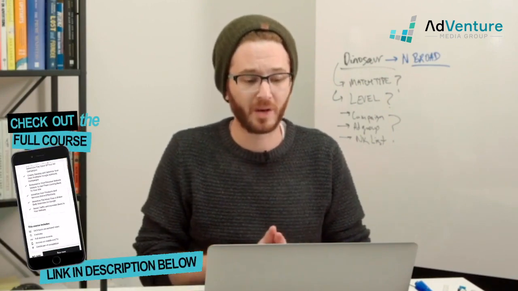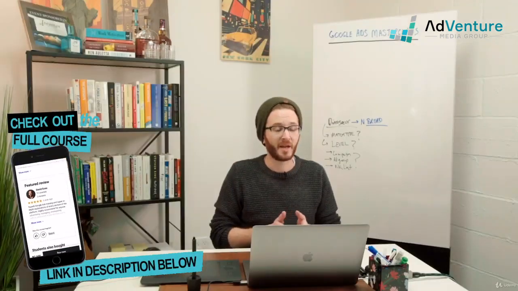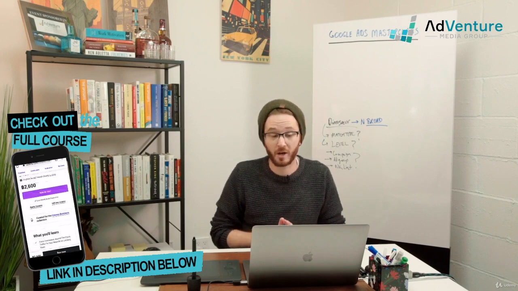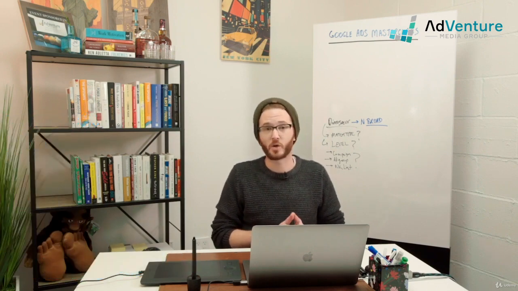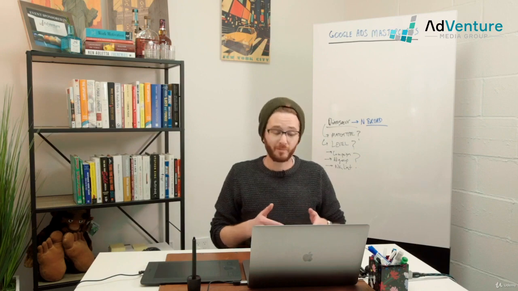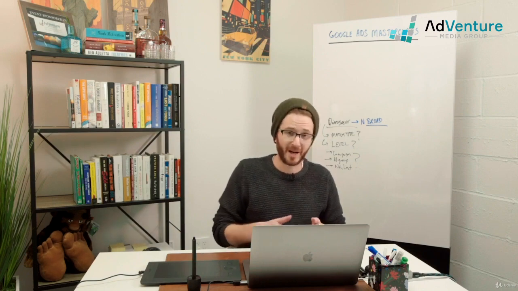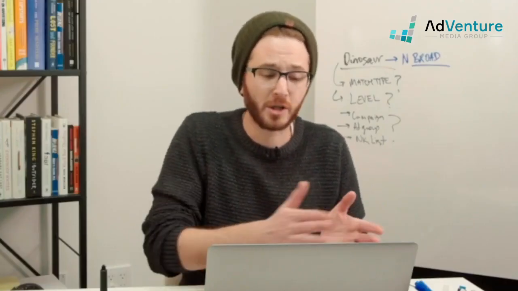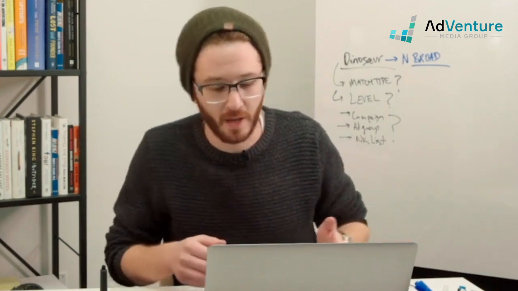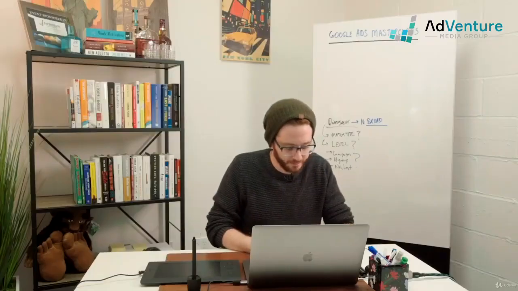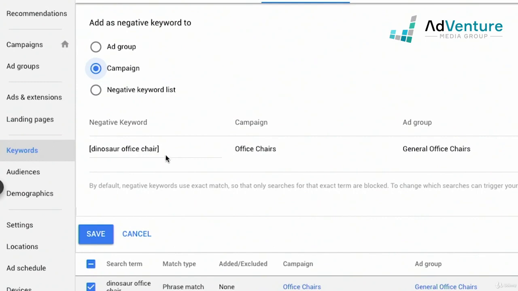If I have a negative keyword, exact match dinosaur office chair, then if somebody searches for dinosaur desk chair or dinosaur office accessories, my keyword would be eligible to be triggered by that search term, because I'm only excluding this exact search term. And I don't want to do that. But luckily, I have the option to customize how this keyword is added.